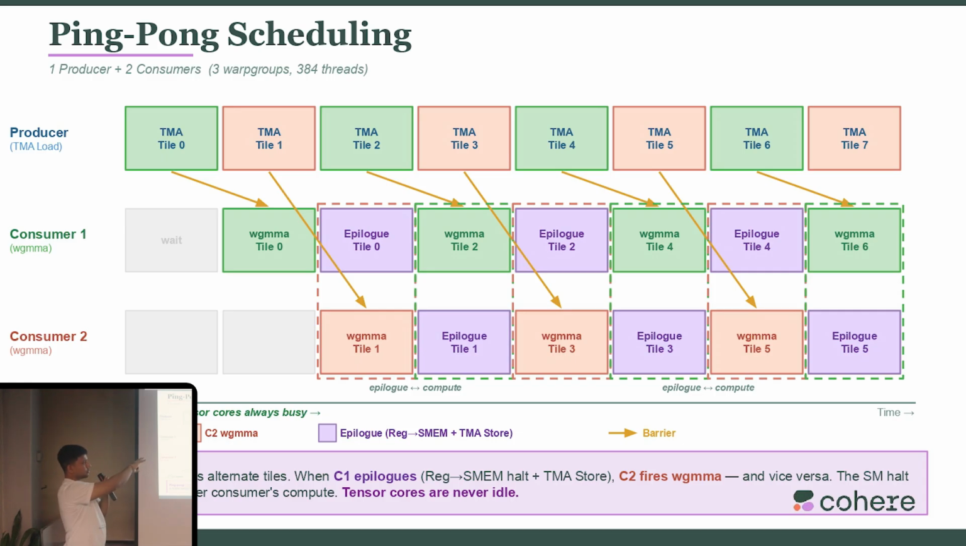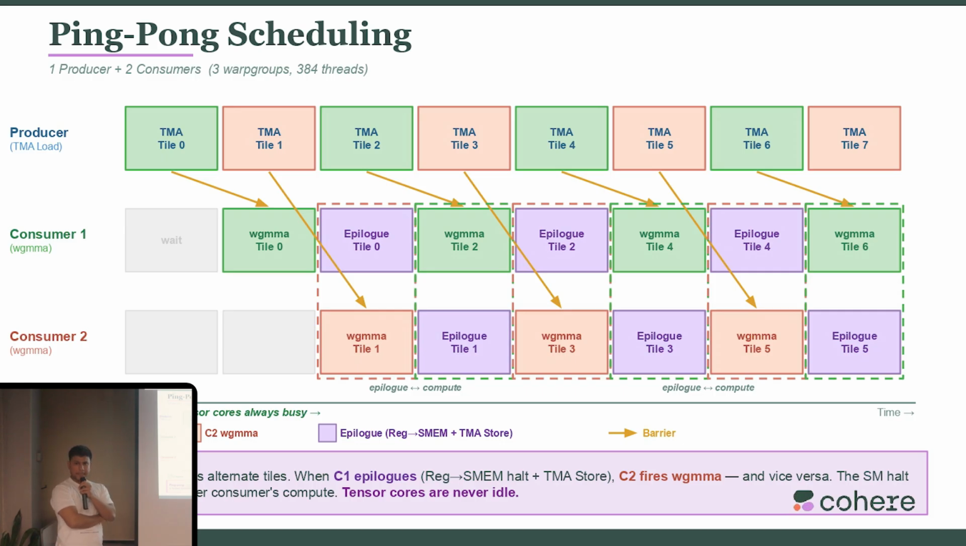Ideally, you can do 128 cross 256 with consumer 1 and consumer 2. The problem that happens is you need registers for other things as well. The producer doesn't need any registers, while consumer 1 and consumer 2 are register heavy. So the producer donates registers to the consumer. That's the idea behind that.